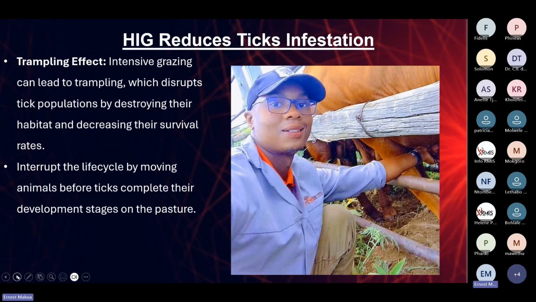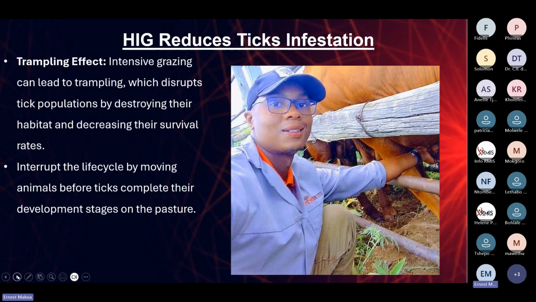From those we have spoken to in South Africa, they say they haven't used any dip for a very long time. And that is the economic impact. If you're using high intensity grazing, you are not only benefiting in terms of circularity of nutrients, you are also benefiting economically, because you don't have to buy dips, so your profit margin goes a little bit higher. Which is very key.